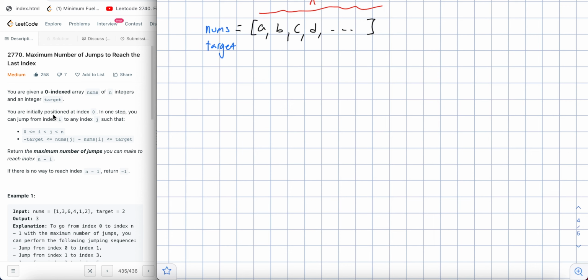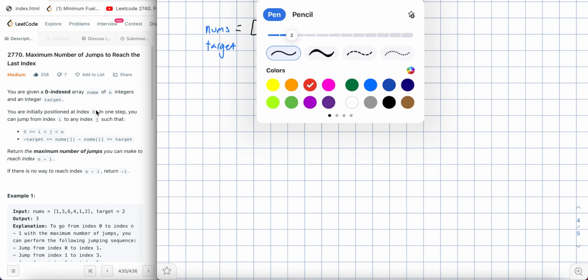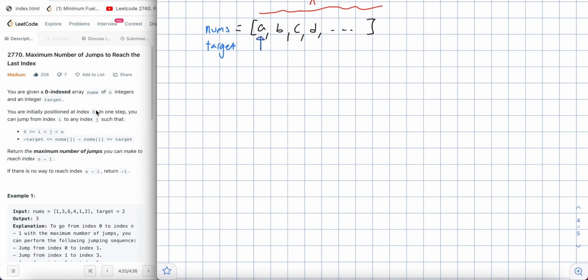You are initially positioned at index 0. All right, so this is something to do with positions relative to arrays. So I'm positioned here at index 0. We'll call that my i position. That's where I begin. And in one step, you can jump from index i to index j such that 0 is less than or equal to i, less than j, less than n.